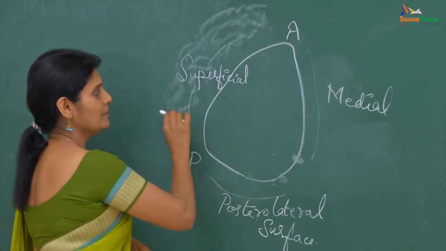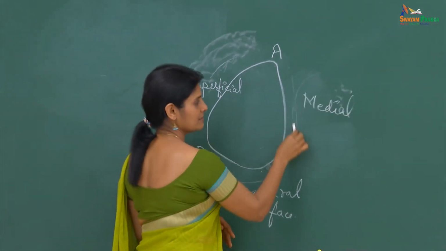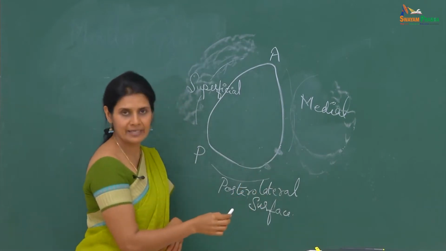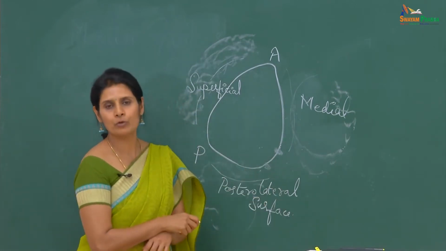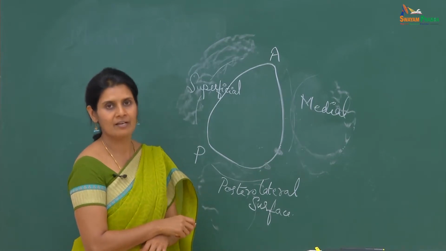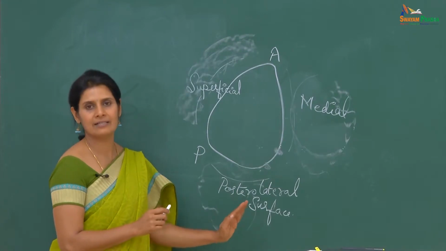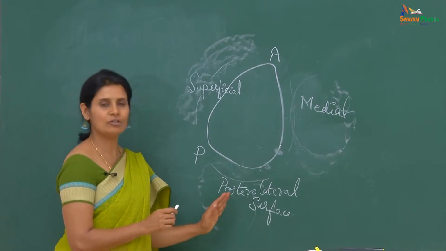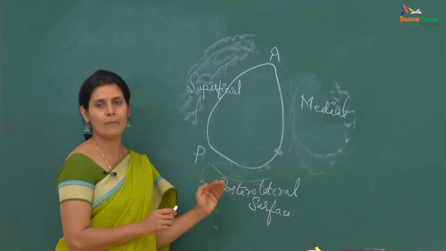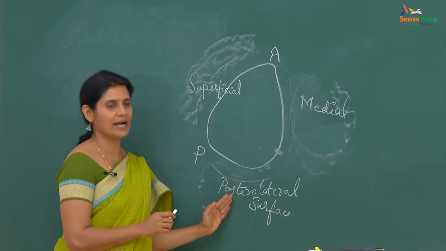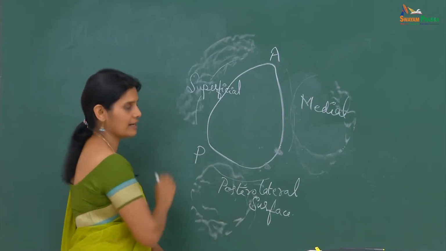They will be in relation to the superficial surface. What are the structures which are present here? They will be in relation to the medial surface, and the structures here will be in relation to the posterolateral surface. We can remember the posterolateral surface being related to the carotid sheath and its contents, because that lies as a neurovascular bundle in the neck just behind the thyroid lateral lobe here. So, here will be the carotid sheath and the contents.